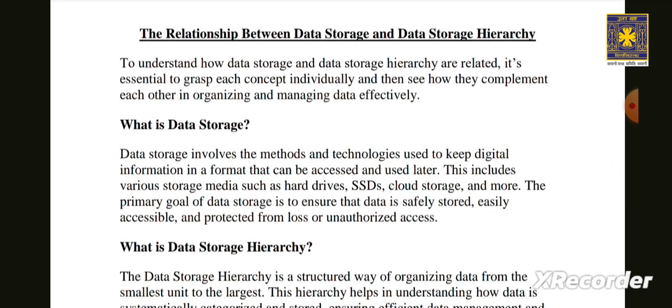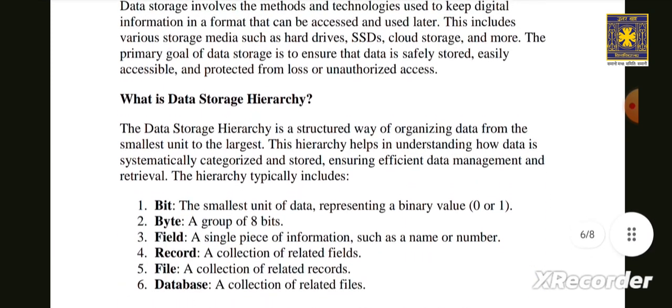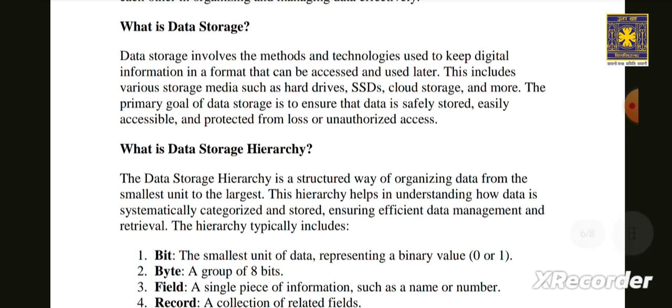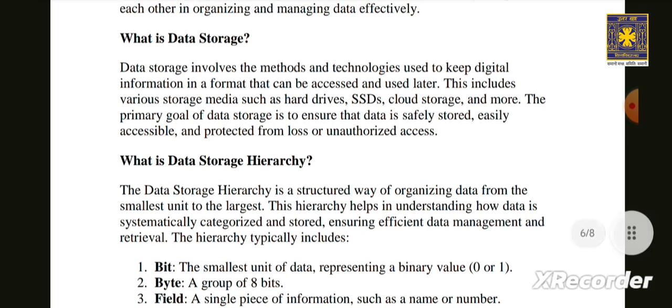Now we come to the last topic, that is the relationship between data storage and the data storage hierarchy. So now we need to understand how data storage and the data storage hierarchy are related to each other. Firstly, let's understand data storage. We have already discussed that it's all about the physical and logical methods used to store data, like using hard drives, SSDs, or storing the data in the cloud.